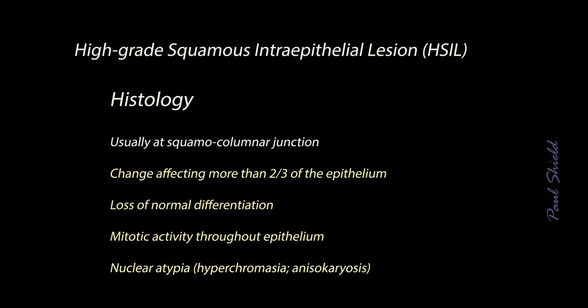So in summary, HSIL usually occurs at that squamo-columnar junction, and it's basically an area of dysplastic metaplasia. It is a change that affects 2/3 to the full thickness of the epithelium, which pretty much that one was. It shows a loss of normal differentiation as the cells grow up through that epithelium. It shows mitotic activity, no longer just confined to the basal layers, but actually all the way up through the epithelium. And it shows obvious cytologic atypia. So that would be hyperchromasia, nuclei, variation in size and shape of the nuclei.